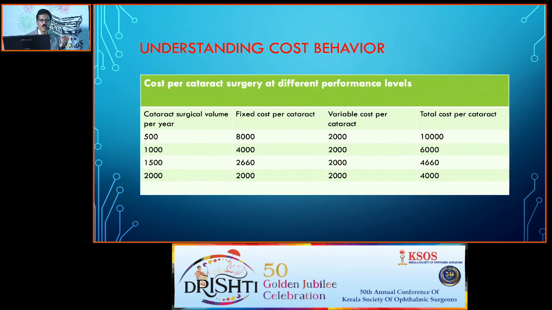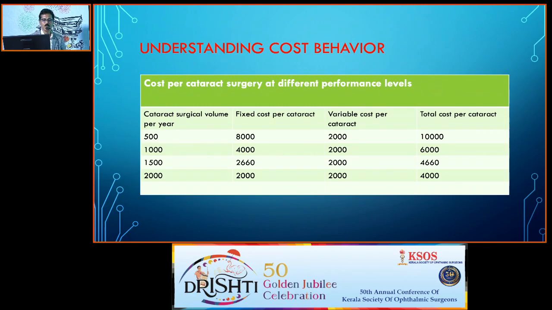For example, if you have a cataract surgical volume of say 500 and the fixed cost per surgery comes to say 8,000 and variable cost 2,000, then the cost per cataract would be 10,000. And on top of that, if you say you want a profit of 30-40%, you can package it as 14,000. So your profit is 4,000.